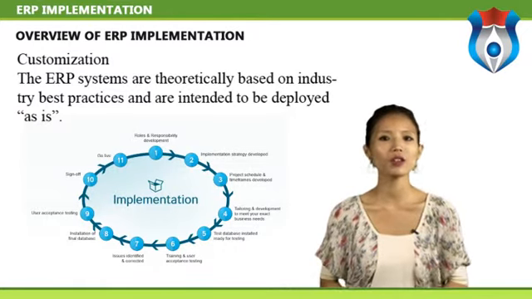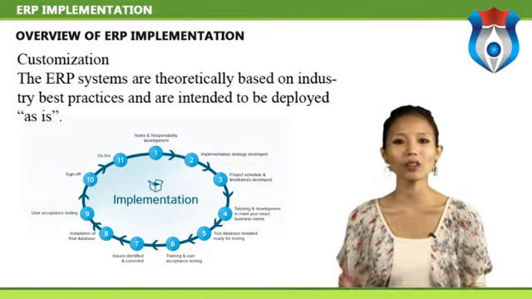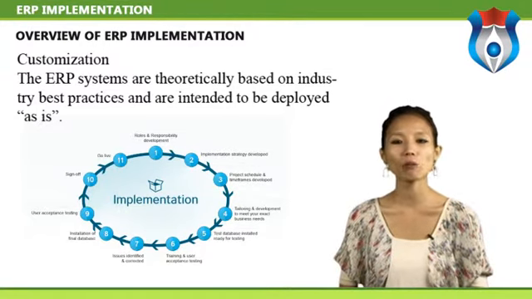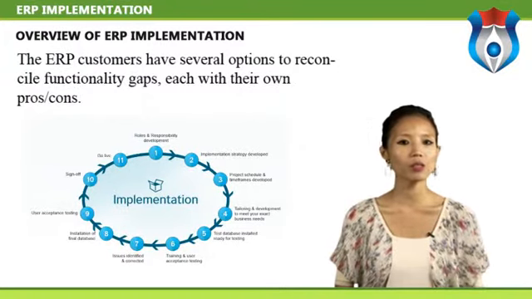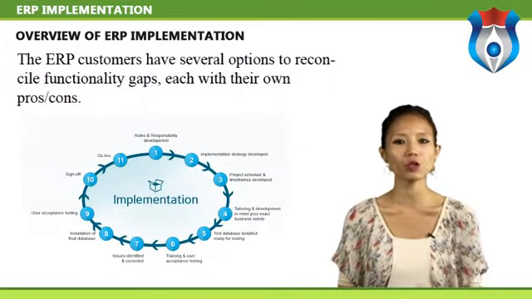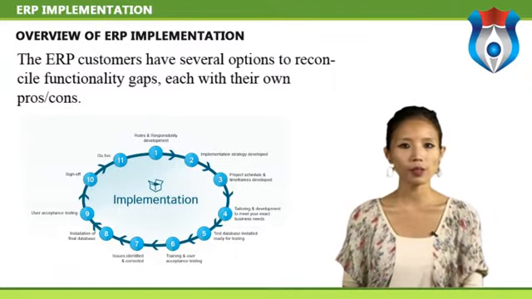The ERP vendors do offer customer configuration options that allow organizations to incorporate their own business rules, but there are often functionality gaps remaining even after the configuration is complete. ERP customers have several options to reconcile functionality gaps, each with their own pros and cons.